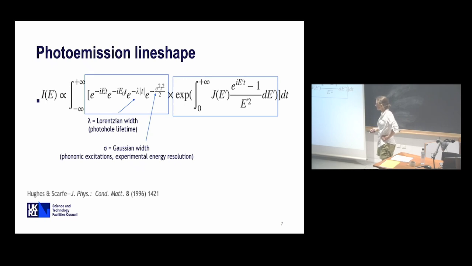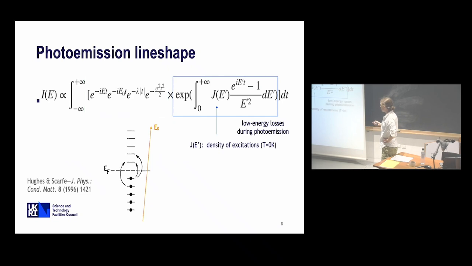Of course, what we need is some good models to understand these intensity distributions. The one I'm going to focus on for this talk is this one from the 1990s. Here you can see that the photoemission intensity as a function of the energy depends on several parameters, some of which I've started to touch on already. For example, there's a parameter that describes the Lorentzian width of this photoemission peak, which connects to the photohole lifetime in our sample. We have a parameter that is connected to the Gaussian width of our peak, which is related to phononic excitations in our sample and also our experimental energy resolution.